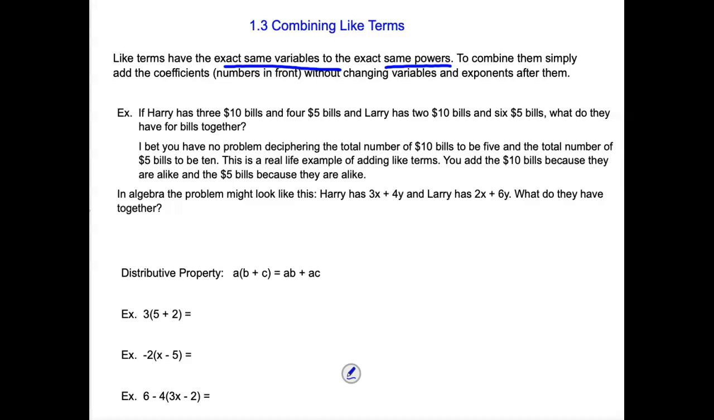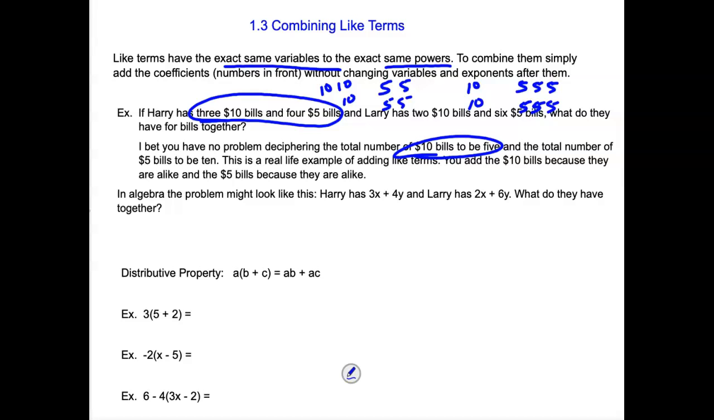Let's say I had one person called Harry, and you looked at him and he had 3 $10 bills and 4 $5 bills. Like you had a 10, 10, 10, and then a 5, a 5, a 5, and a 5. That's what he's got. And then Larry over here had 2 10s, and he had 6 5s. If I ask you to put them all together, hopefully you can say, well, look, I got 5 10s, and then 10 5s.